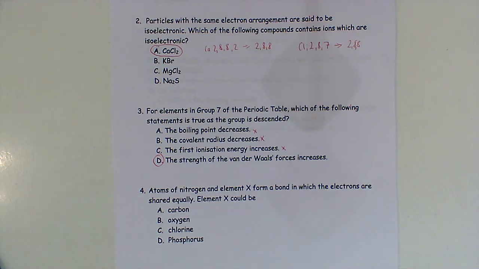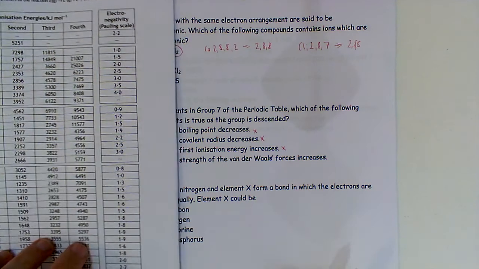Question 4. Atoms of nitrogen and element X form a bond in which the electrons are shared equally. Element X could be which of those? Well, we're sharing equally, so we're thinking about polarity. If they're sharing them equally, there's no difference in electronegativity. And so we're going to turn to our page on electronegativity.